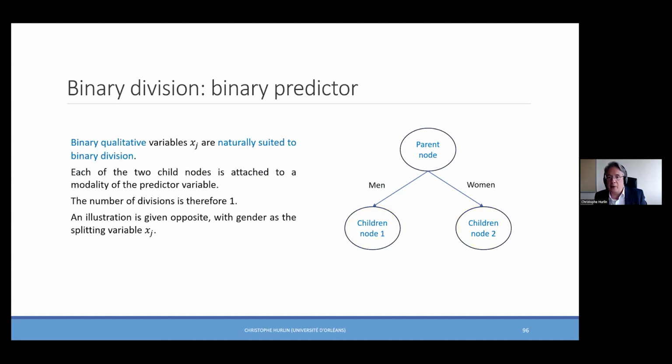If you have a binary predictor, it is really easy to operate a binary division, because in this case you just have to split the sample according to the value of the binary predictor. So if it is gender, here I have the man, here I have the woman, and this is my parent node. So there is no difficulty.